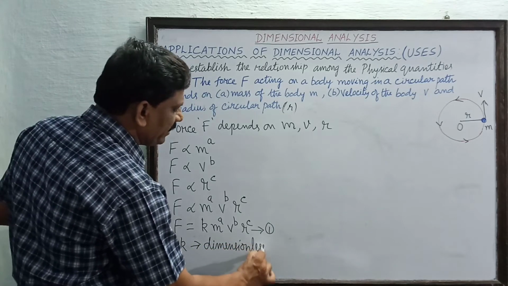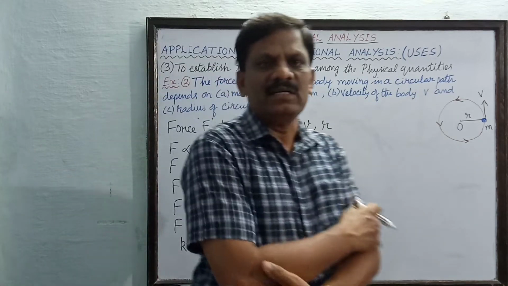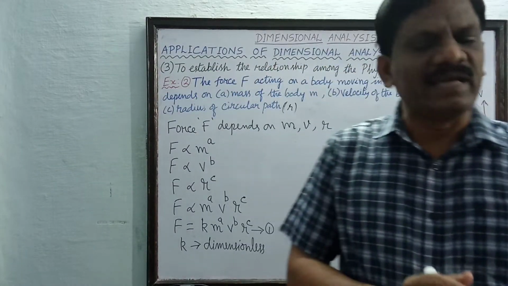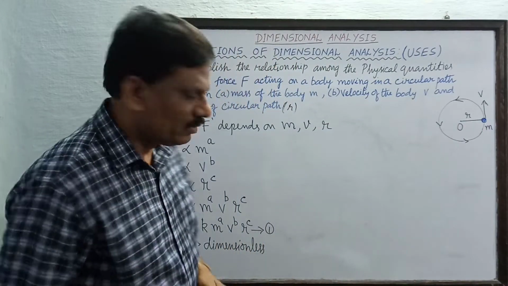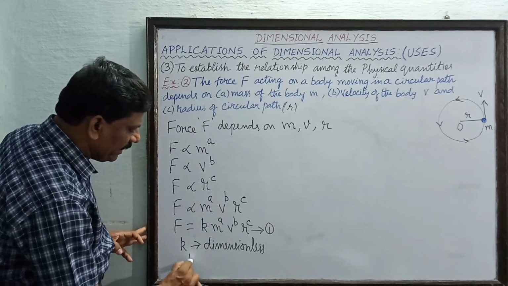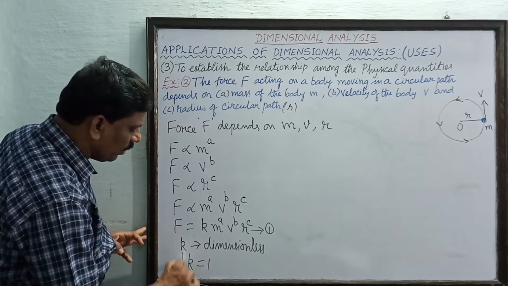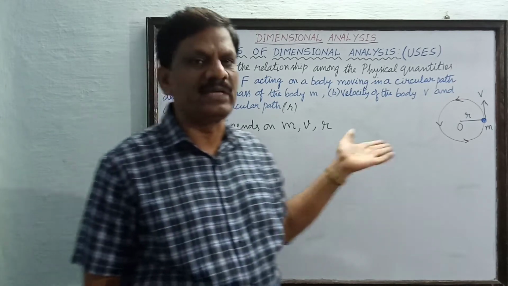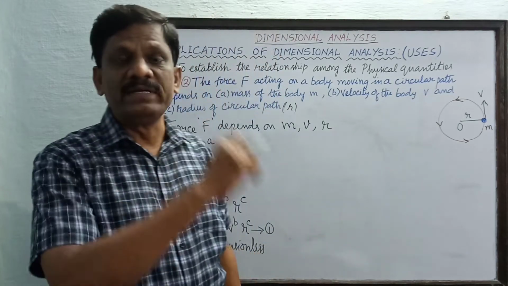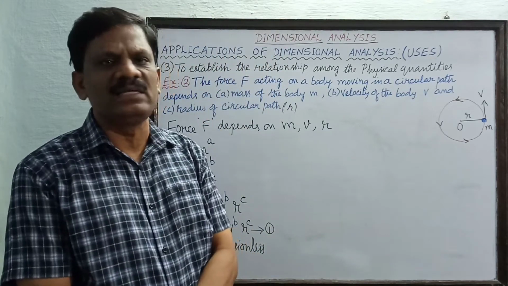It is a dimensionless constant. By experimental method, it can be found, and it is found that the value of k is equal to 1. So in the final step, we are going to substitute k = 1. Now we have to determine the values of a, b and c.